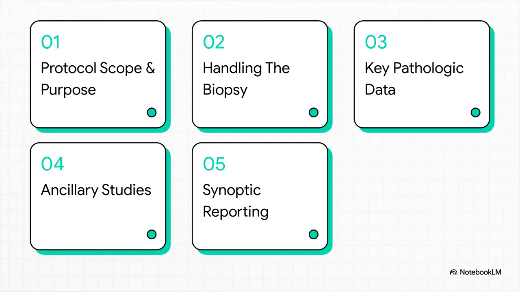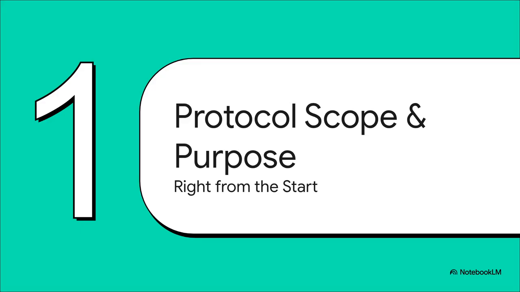We're going to follow what I like to call the specimen's journey. First, we'll figure out the scope. When do you even use this thing? Then we'll talk about how to handle the specimen when it hits your bench. After that, we'll cover the key data points you have to report, decode the ancillary studies, and finally, pull it all together in a perfect synoptic report. Let's get to it.